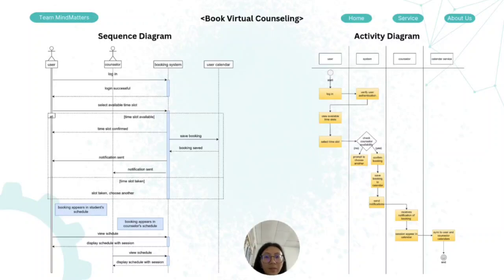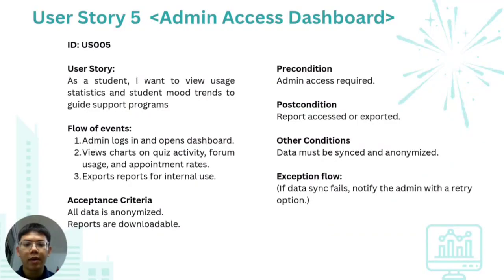If the counselor is available, the system proceeds to confirm the booking and save the session details. Notifications are sent to both the student and the counselor and added to their respective calendars. The final step ensures that both parties can view and manage the session through their synchronized schedules. This diagram effectively captures the main flow, decision logic, and system responses, ensuring a seamless user experience from login to confirmed appointment. The user story is admin access dashboard.